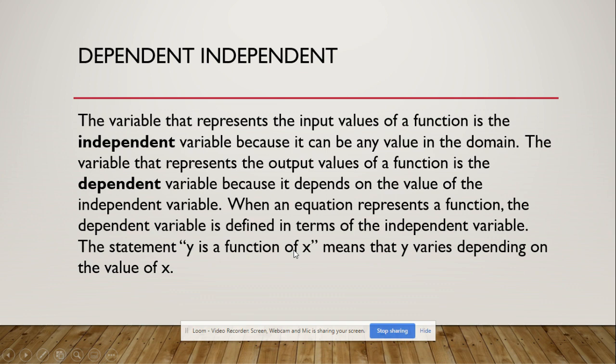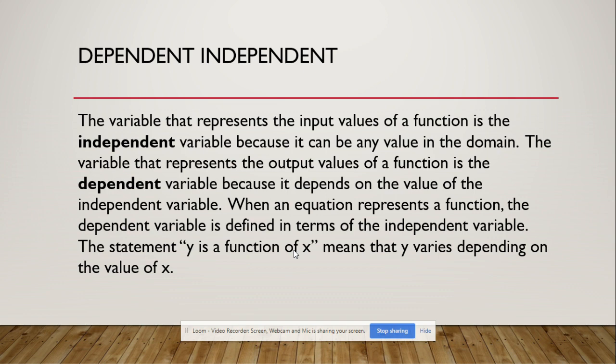Right, so even more words. Okay, the variable that represents the input values of a function is called the independent variable. So we just said this is input. Independent is input, which also means that it must go with x, which also means that all the values of the independent variable must be the domain. Make sure that you're linking all of these words together.